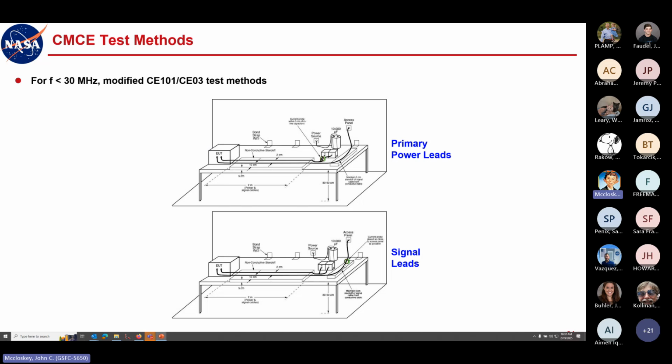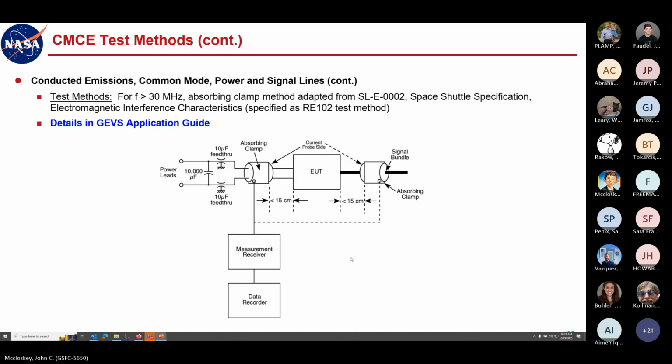And then for your shielded signal lines, you want to put the current probe as close as possible to the access panel. And then there's an alternate method using an absorbing clamp. I'll talk about this if time permits.